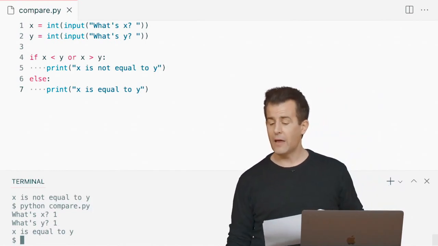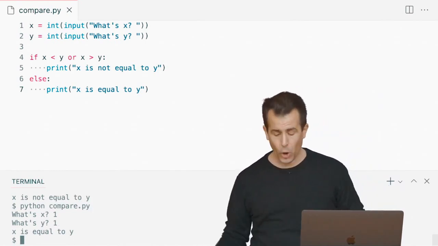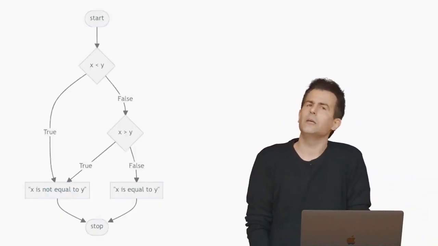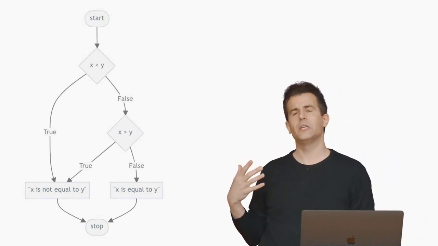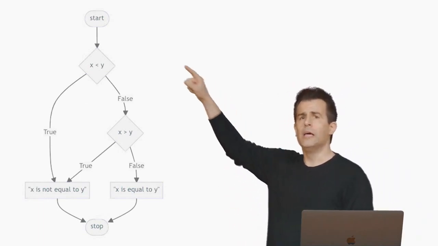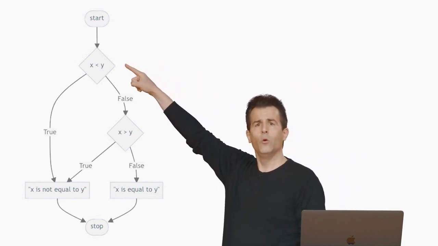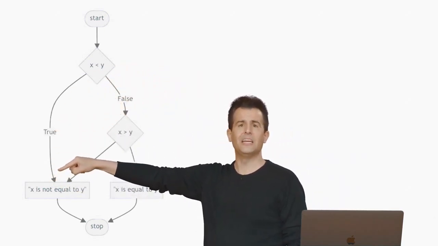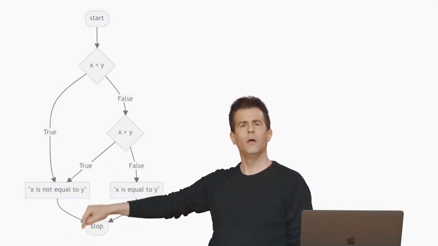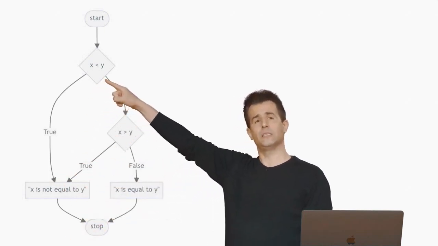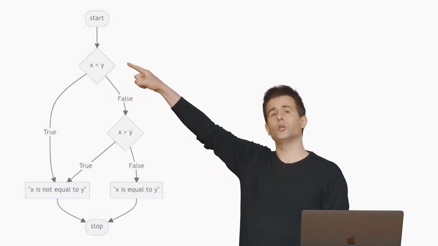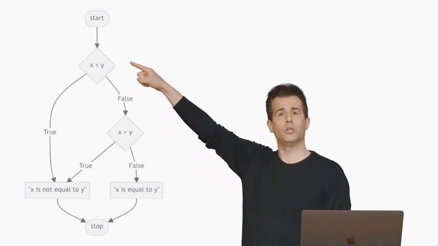Now, if we want to compare that visually, let me propose that the picture looks a little something like this. And again, this is the exact same thing logically, but it's a pictorial representation thereof. What's the first question? Well, if x is less than y, well, then we follow the true arrow and we say, quote unquote, x is not equal to y, and then we stop. But what if x is not less than y? What if it's greater than y? What if it's 2 and 1 respectively? Then the answer to x less than y's first question is false.